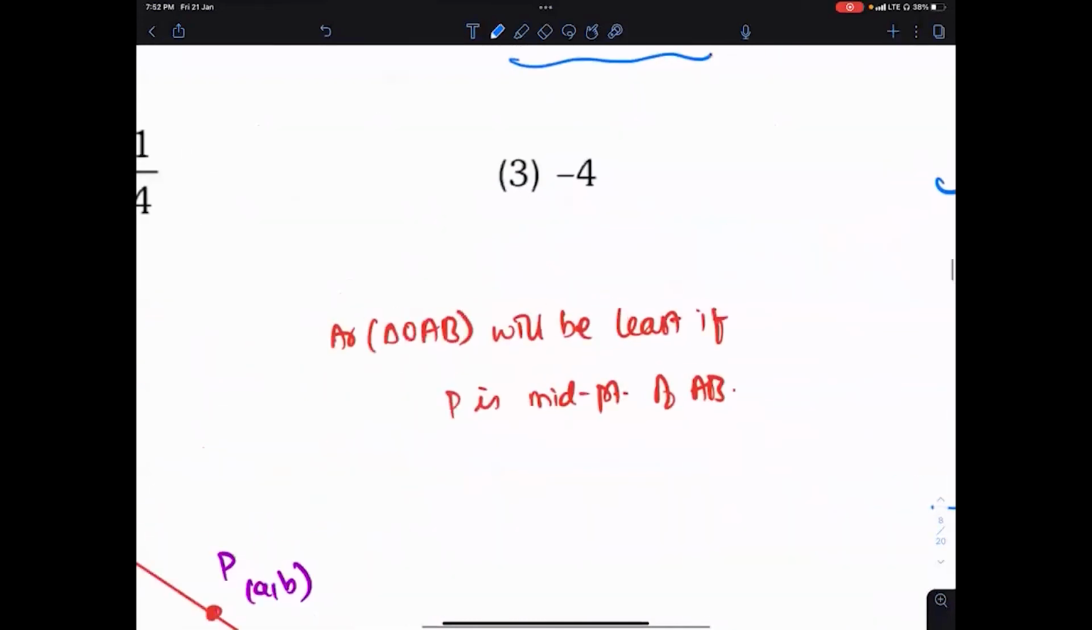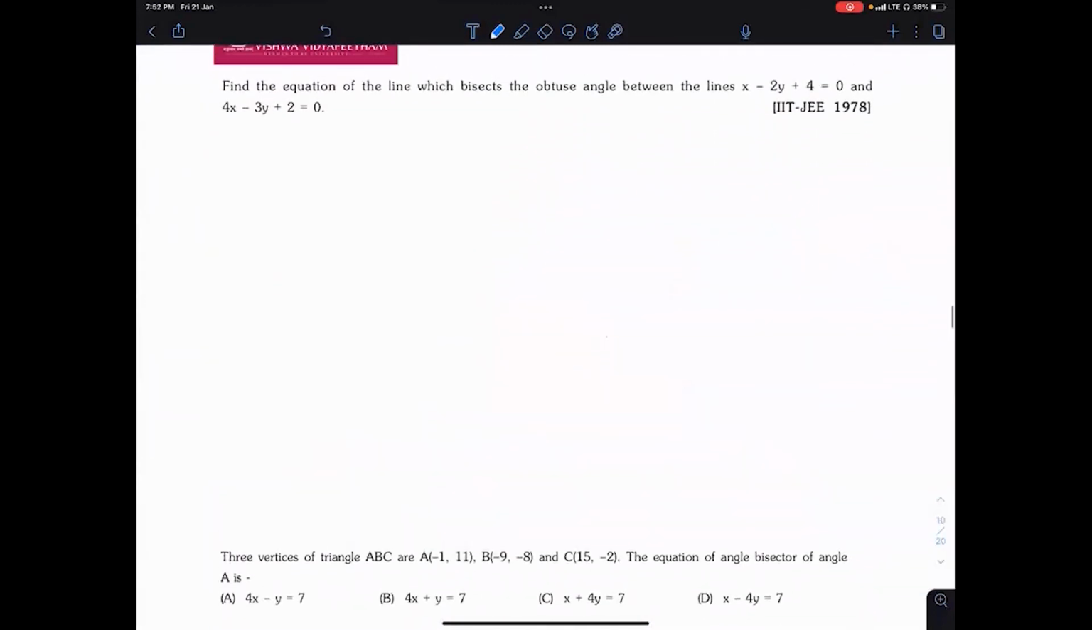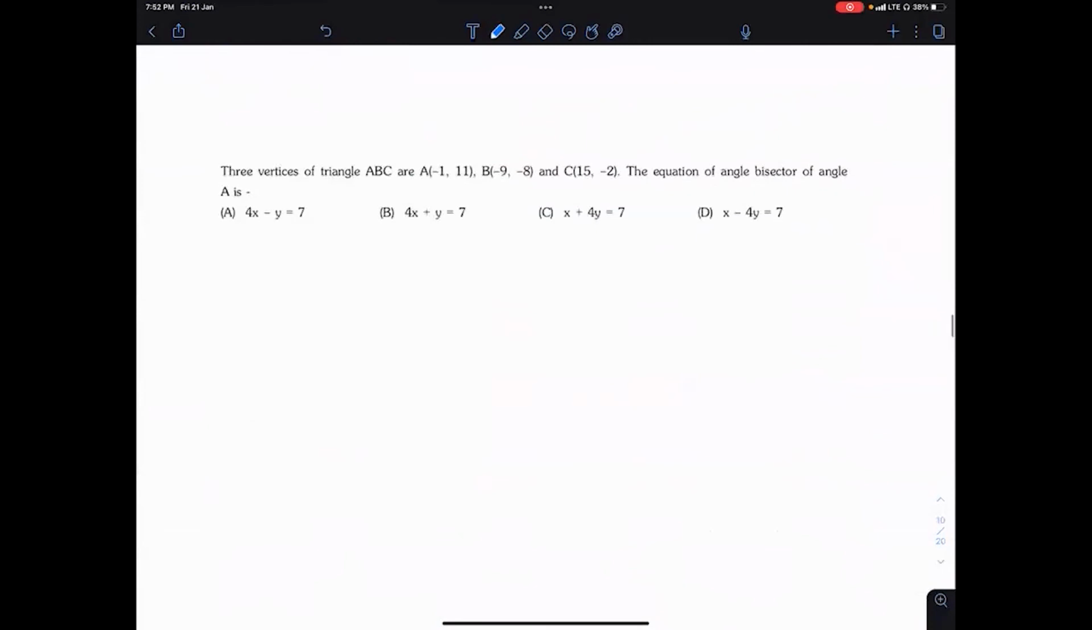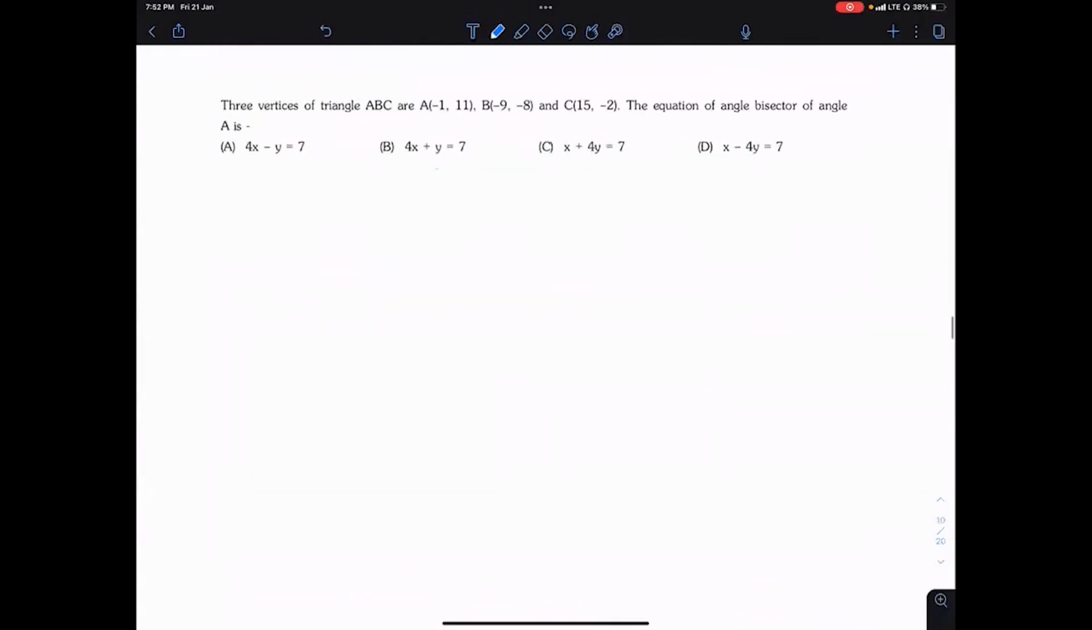This is the point here: the area of triangle OAB will be the least if P is the midpoint of AB. Angular bisector, I think we just discussed.